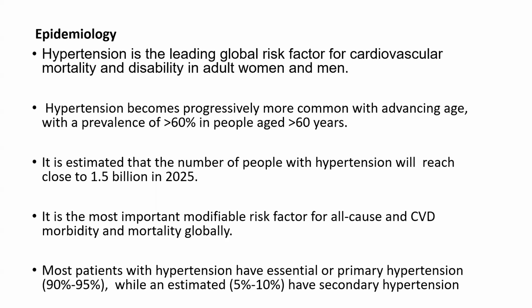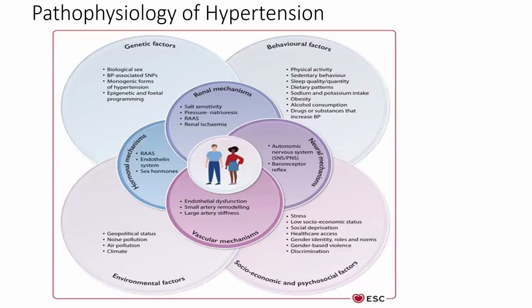And hypertension becomes progressively more common with advancing age, with a prevalence of greater than 60% in people aged more than 60 years. It's estimated that the number of people with hypertension will reach close to 1.5 billion this year. And it's the most important modifiable risk factor. As you know, most patients with hypertension have essential hypertension, while 5 to 10% of patients have secondary hypertension.